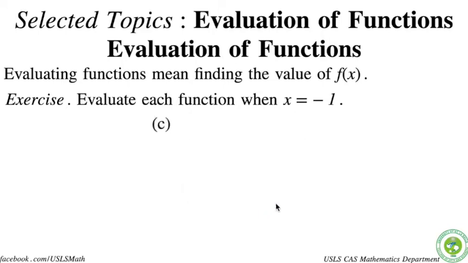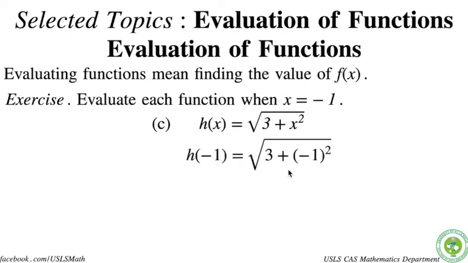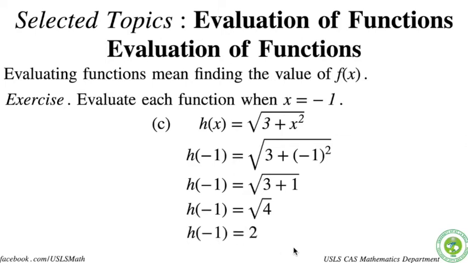Let's proceed to letter C now. Letter C is h of x equals the square root of 3 plus x squared. The same thing happens. We will plug in this negative 1 and change h into h of negative 1. So x squared becomes negative 1 squared. Negative 1 times negative 1 will give us positive 1. So 3 plus 1, working on the right hand side, h of negative 1 is equal to square root of 4. So what is square root of 4? So h of negative 1 is equal to 2.